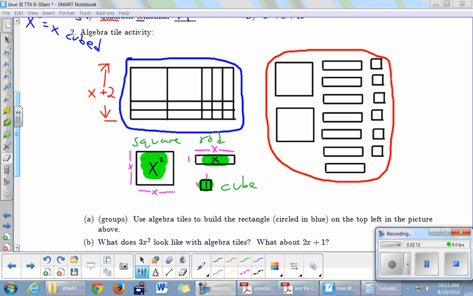And then now we'll go along the top. How long is this piece right here? That's x. And then here, another x. And then here is a 1, and a 1, and a 1. So all together, 2x plus 3 is the total distance along the top. Okay? All right, so now we're moving on to the next page.